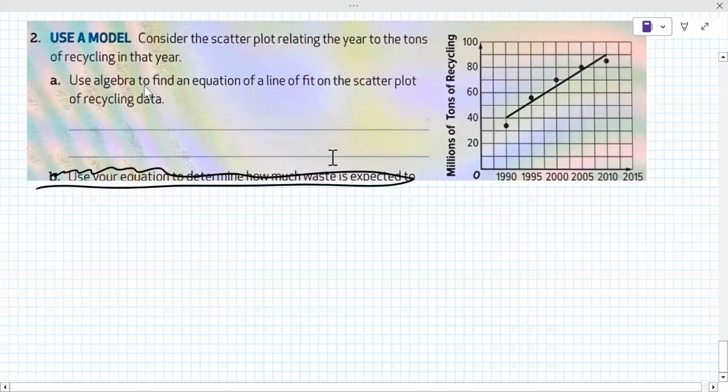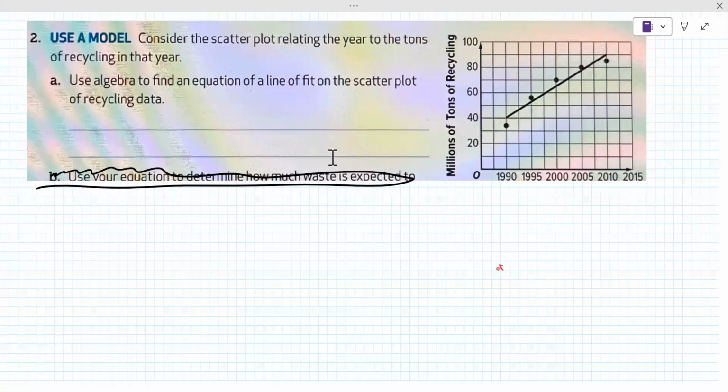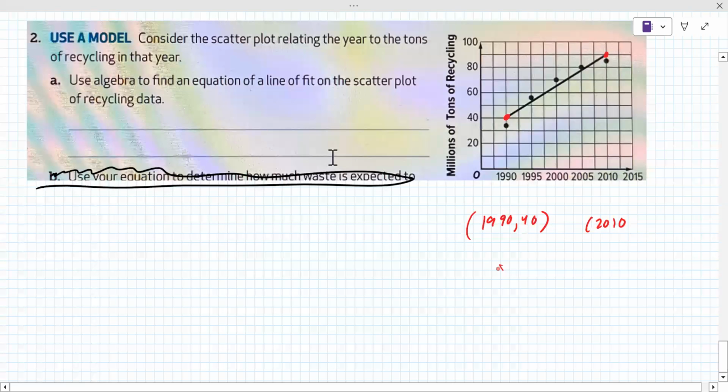It says, use algebra to find an equation of the line of best fit on the scatter plot. The last time we did this, I said to just pick kind of the points. When you have a line though, you don't do that. You look for nice points, like this is a nice point and this is a nice point on the line. The first one is 1990, comma 40. And the second one is 2010, comma 90. Those are perfect. That's what you're looking for.